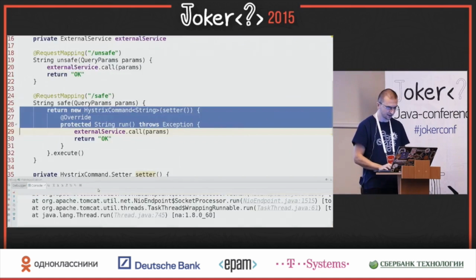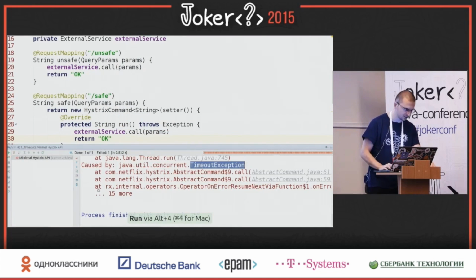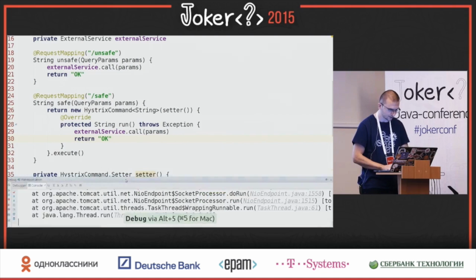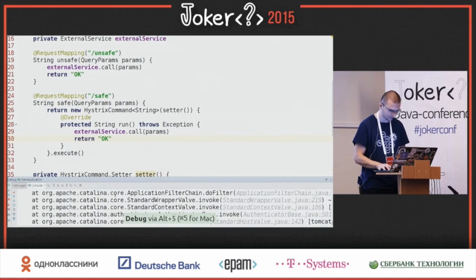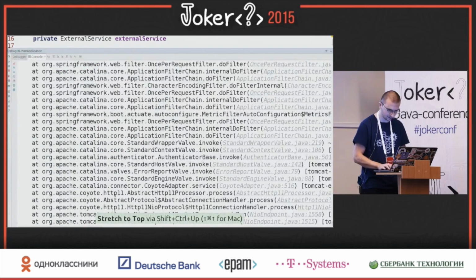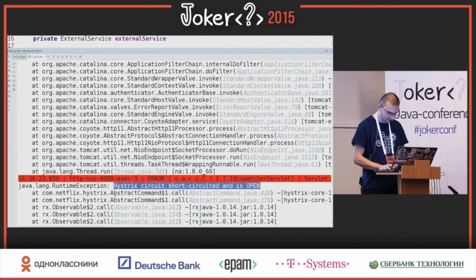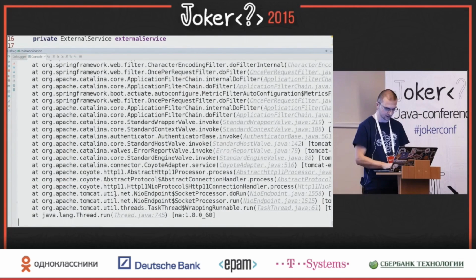And this is the mechanism I was explaining to you called circuit breaker. So let me just quickly browse through the logs to show you how it looked. Yeah, so what it says: runtime exception, Hystrix circuit short-circuited and is open. We'll get into that and I'll explain what that actually means.